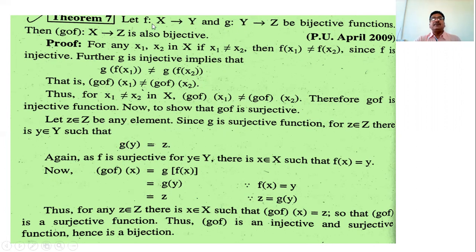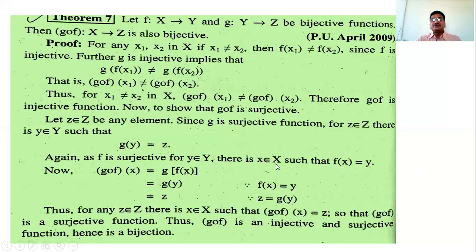And this function f is bijective, means it is surjective, and therefore every element of Y has a preimage. And now this y has a preimage. Suppose x is the preimage of this y. That is, we take that g of f of x is equal to g of y, where we take x as the preimage of this y. That is f(x) is equal to y.